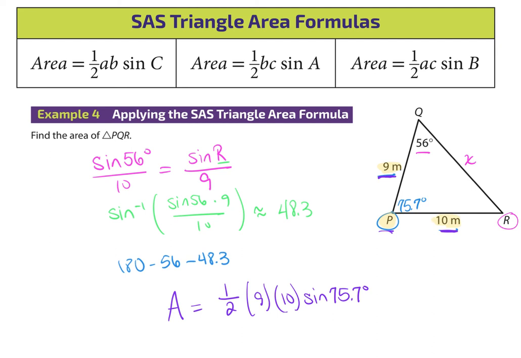Side, angle, side, okay? If you don't have side, angle, side, you're going to have to use one of your laws to get it, all right? And then you just take 1/2 your two sides, your sine of your angle, all right? That's all you do. When you plug this in, what do we get? We get approximately 43.6. It is squared because it is an area. Your units are squared there.